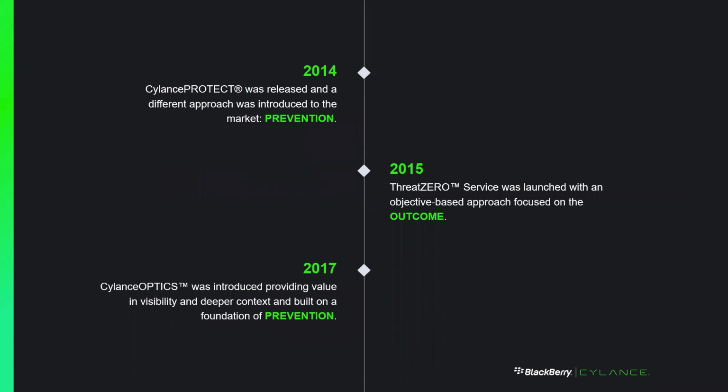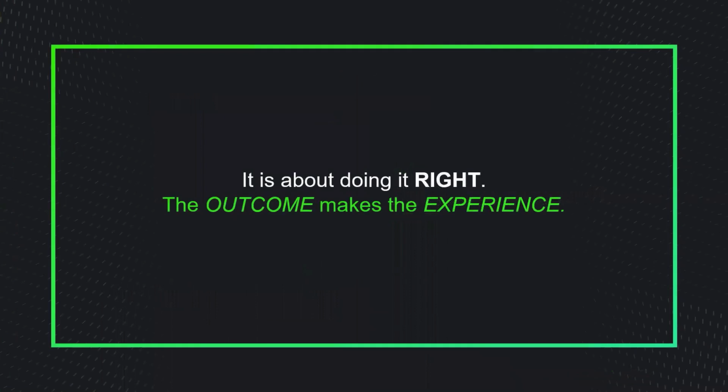Now, from there, fast forward to 2017, we started to launch Optics because we saw value in EDR and in visibility, and bringing context above that prevention and above that outcome. So this is really that timeline of where we went, and what it all comes down to is doing things right. Doing our best to make sure that the outcome, when it pertains to Cylance, is prevention that makes the experience that our customers and partners have. And really coming back to it, it's all about doing things right.